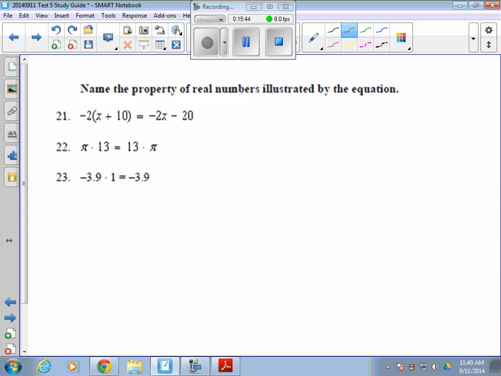21, 2, and 3, we're naming these properties right here. Negative 2, this is what it is on the left-hand side. Negative 2 outside of a parentheses, it changes. It becomes negative 2x minus 20 because you distribute negative 2 to both of them. That is the distributive property.